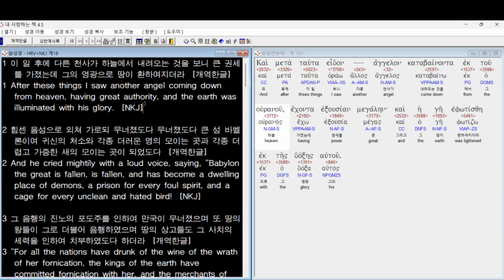"After these things, I saw another angel coming down from heaven, having great authority, and the earth was illuminated with his glory." So, messenger, angelos, coming down, katabainonta, present participle, right? Continuously, habitually, repeatedly coming down. Ek tou ouranou, out of the heaven.